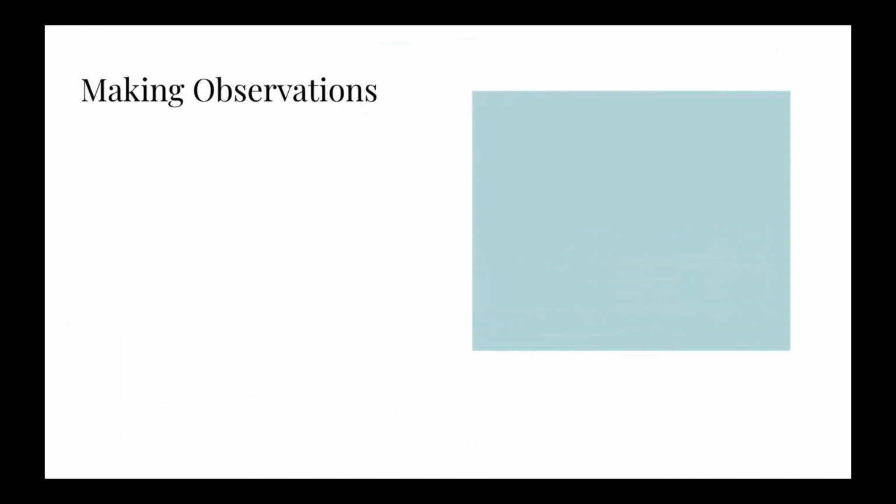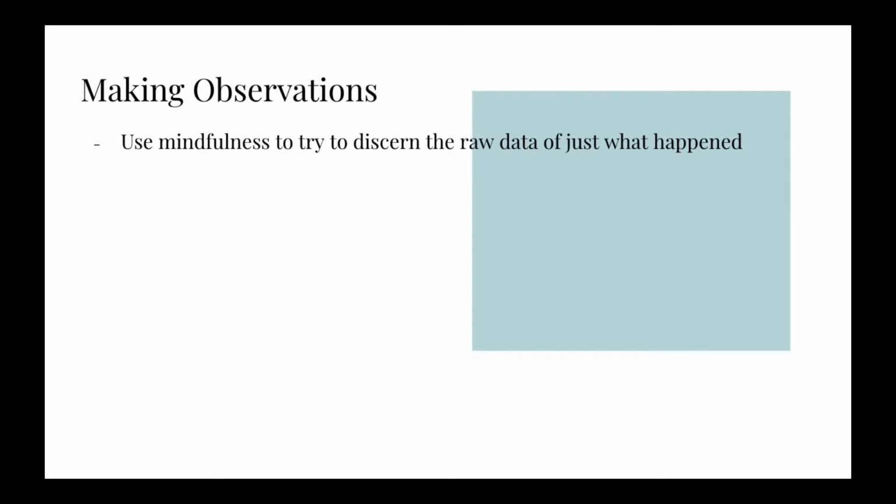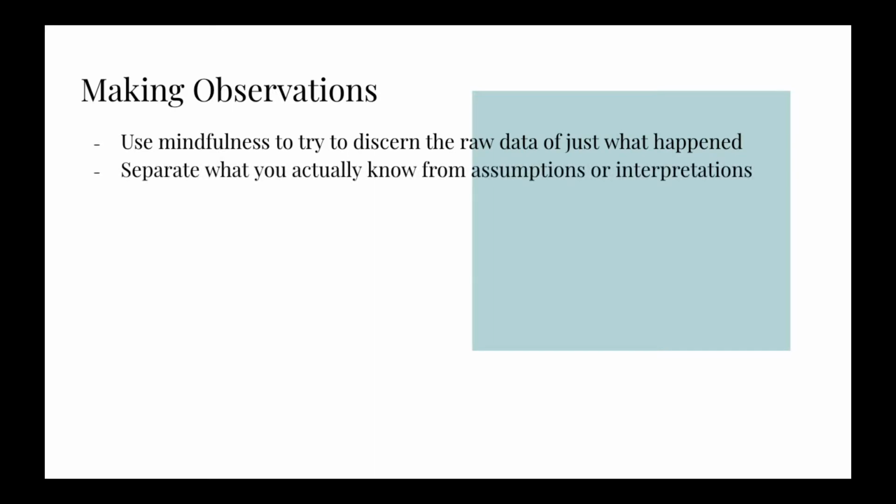So, how do you actually express observations without judgments? This actually takes a few skills. So, first, you need to exercise mindfulness to discern raw data of just what happened. Then, you need to separate what you know in terms of raw data from your assumptions or interpretations of an event. I'll be sharing later about how you can do this more comprehensively.